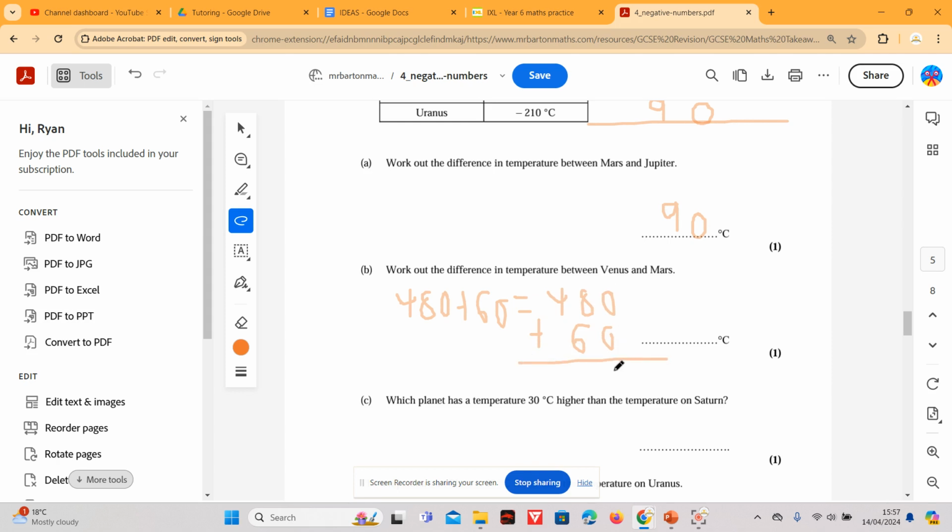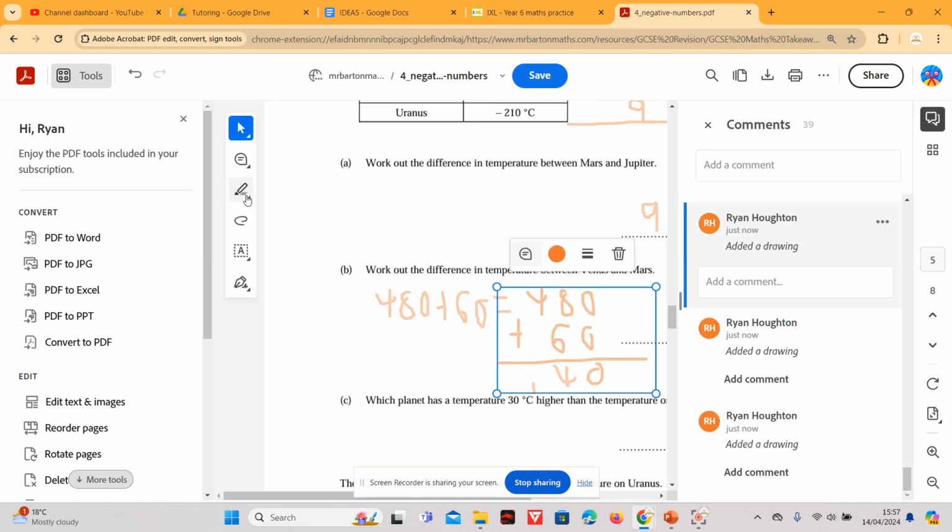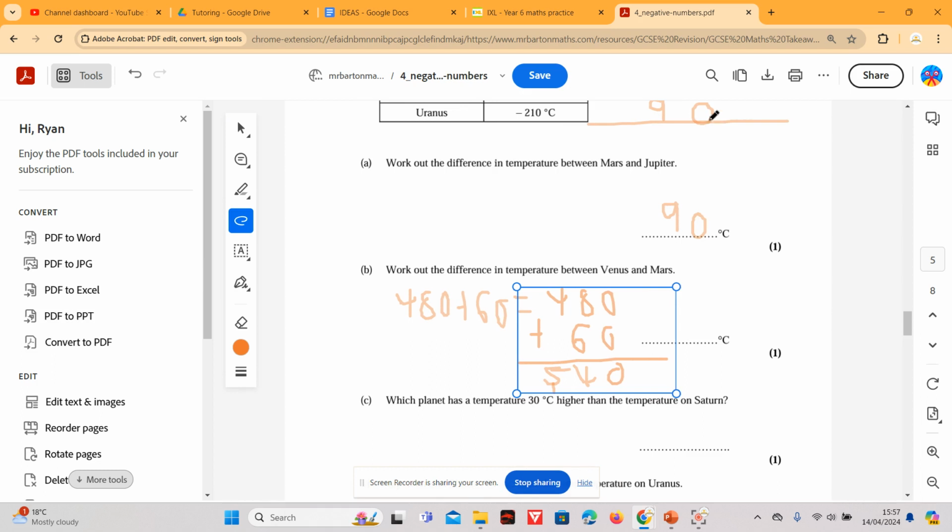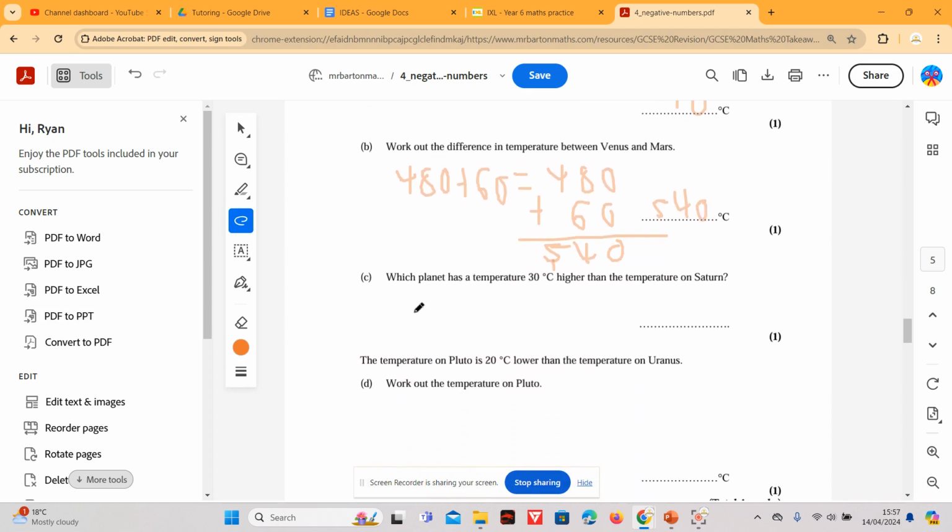0 plus 0 is 0. 8 plus 6, well, we know that to be 14. So we put 4 there, carry the 1. Then 4 plus 1 is 5. So the answer to this one is 540. Brilliant.